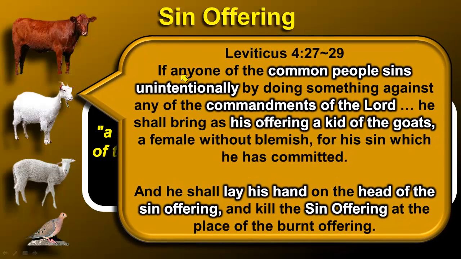For example, if anyone of the common people sins unintentionally, well, the common people are anyone other than the high priests or the leaders of the people. These are just the regular folks, if you will, common people. So if any of the common people sin unintentionally by doing something against any of the commandments of the Lord, he shall bring as his offering a kid of the goats, a female without blemish for his sin which he has committed. And he shall lay his hand on the head of the offering and kill the sin offering at the place of the burnt offering.